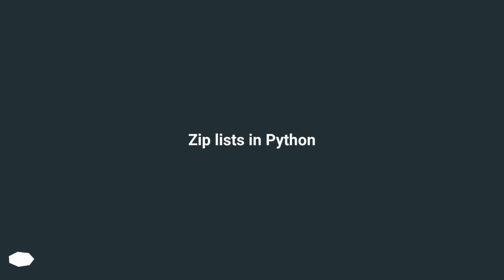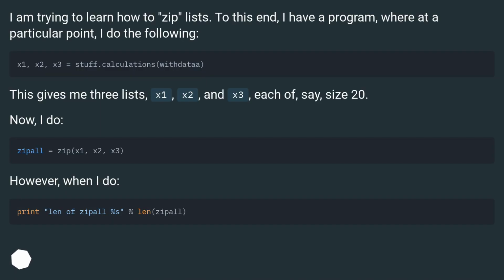Zip lists in Python. I am trying to learn how to zip lists. To this end, I have a program, where at a particular point, I do the following. This gives me 3 lists, x1, x2, and x3, each of, say, size 20. Now I do.